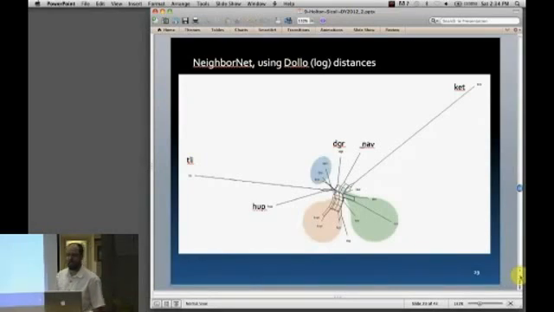EAC is not included in this data set. I should say one thing about the data set. This is very much a work in progress. We only have 16 languages coded here, compared to 40 in the other set.